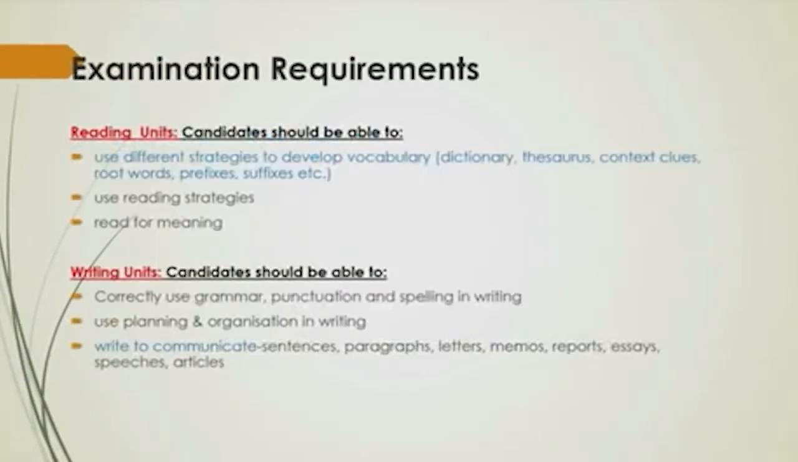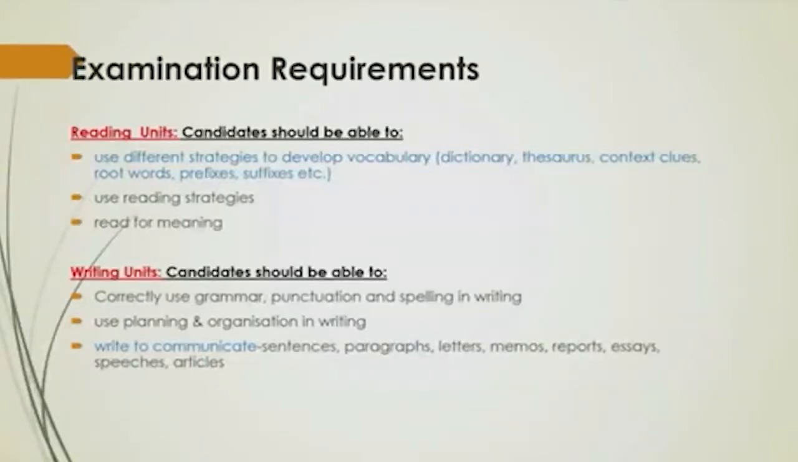All right, let's also look at the examination requirements. For the reading and writing exam, we're going to focus on these 2 units. For the reading unit, candidates should be able to use different strategies to develop vocabulary. Of course, you can use your dictionary, you can use a thesaurus, you can use context clues, look at root words, affixes, and suffixes. So you have to expand the vocab. Then you look at using reading strategies so that you can gain meaning from whatever it is that you are reading, and also read for meaning.